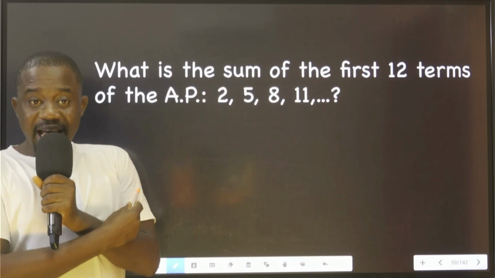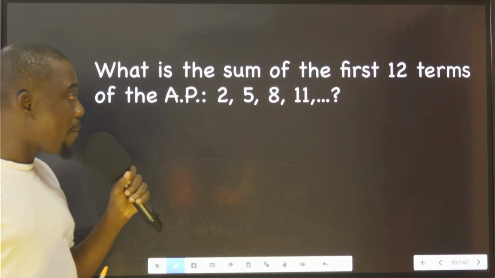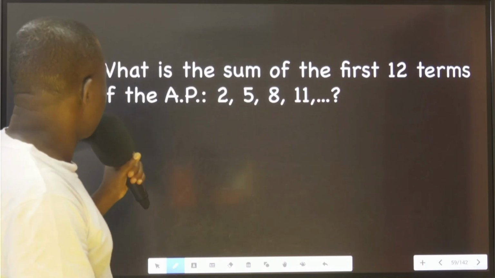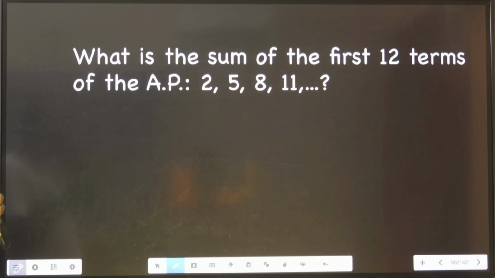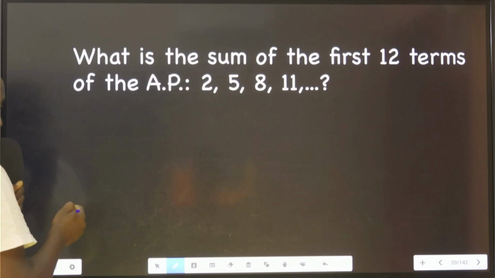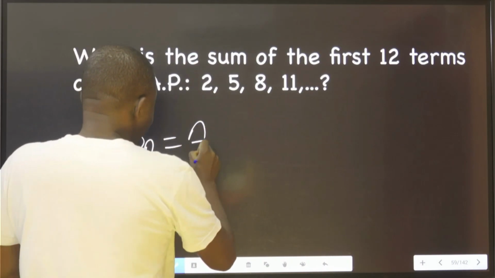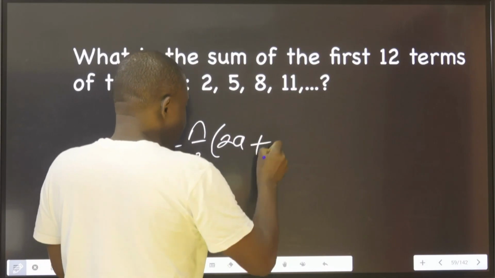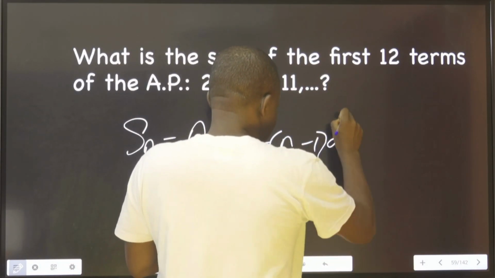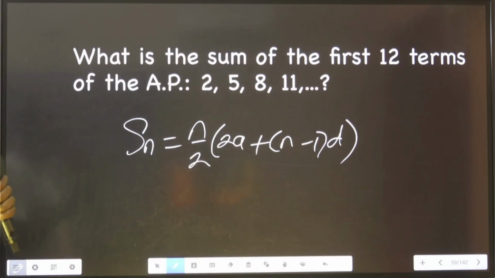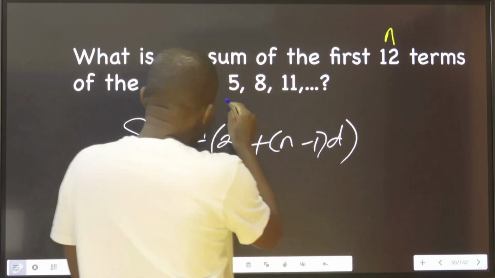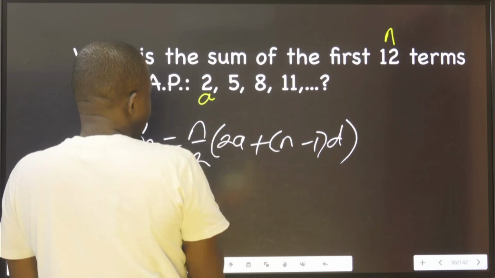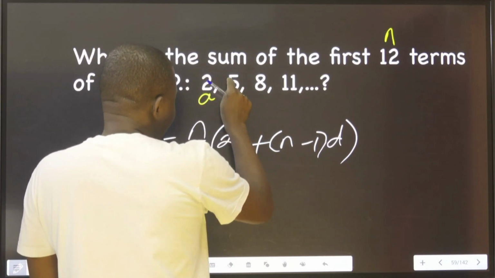Let's look at this. It says, what is the sum of the first 12 terms of the AP? This. The sum of the first 12 terms. That is to say, n over 2, 2a plus (n minus 1)d. Okay? So, the first 12 terms, this is n. This is the first term. And the common difference is this minus this.